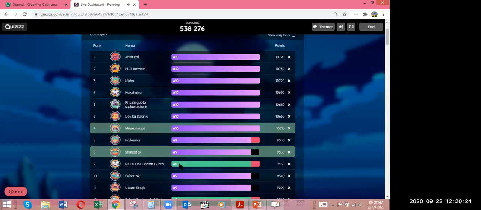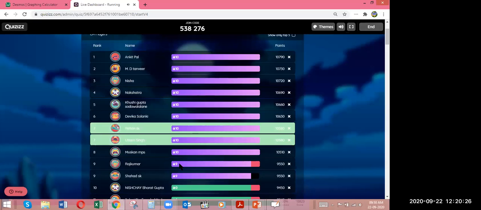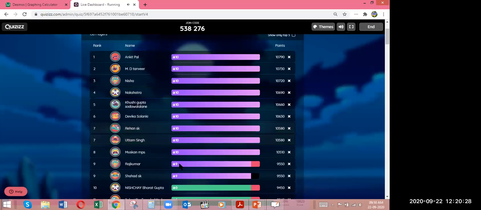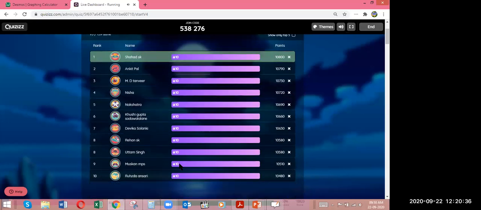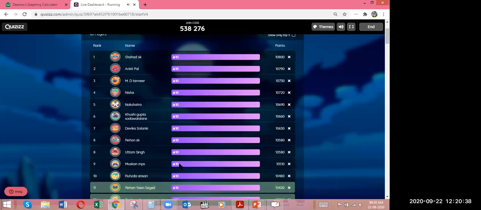Nakshatra is on 4th now. And the leaderboard has frozen for the top 2-3 participants. Anyone at the bottom can begin again and get their name on first. Shahad is on first now. Great. It all depends on accuracy and time, students.